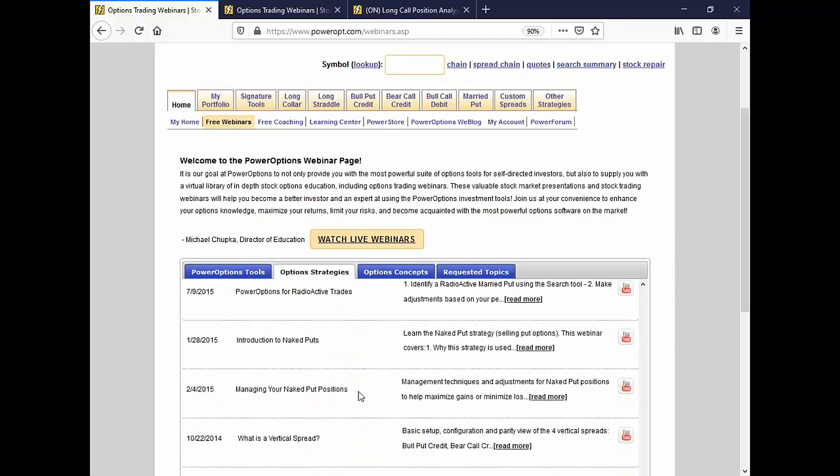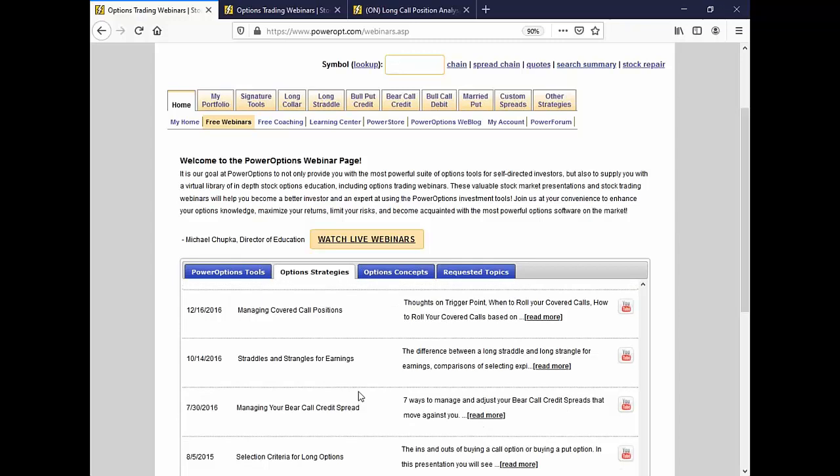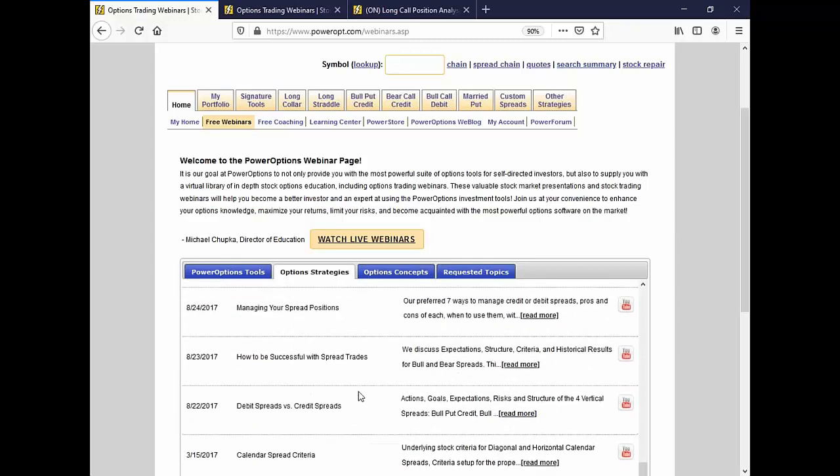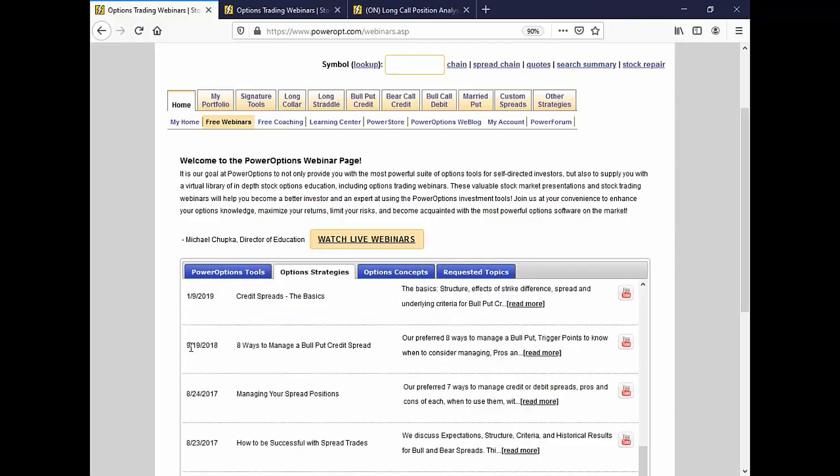there's managing your bear call spread. I thought I lost it. I thought it was the July 21st one. I am really sorry. Hold on, guys. I lost it. There it is. I'm sorry. It's recent. This one's very recent. It's from September of 2018. Okay, more recent. 8 ways to manage your bull put credit spread.